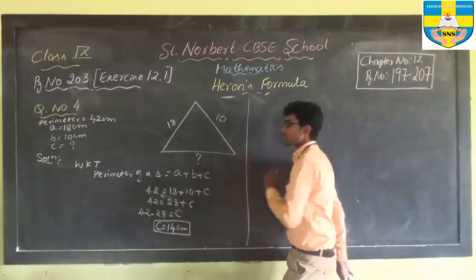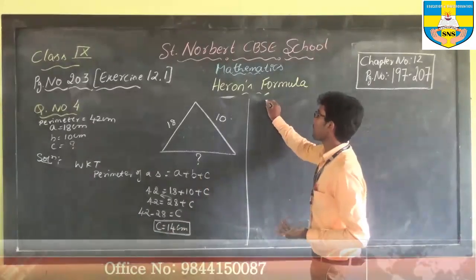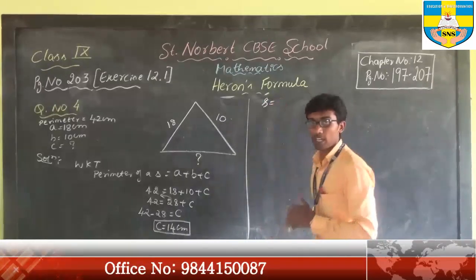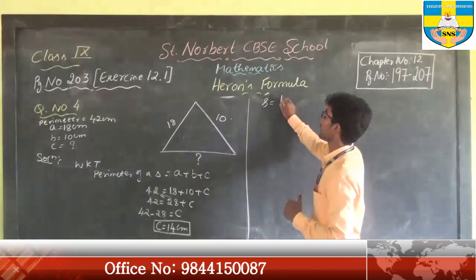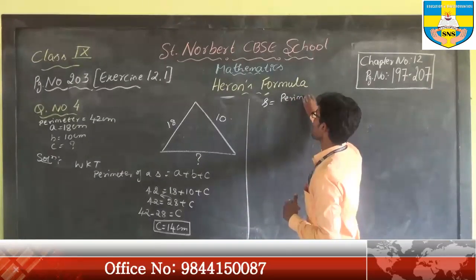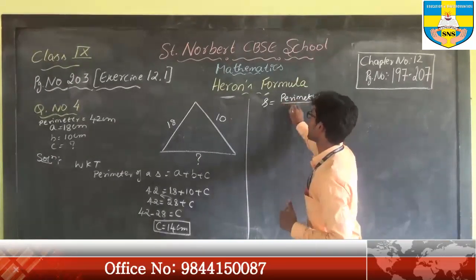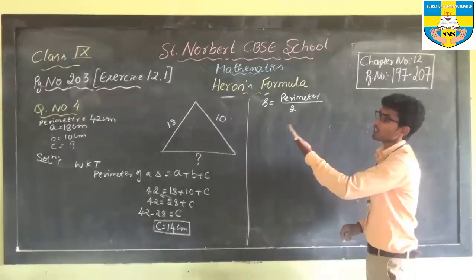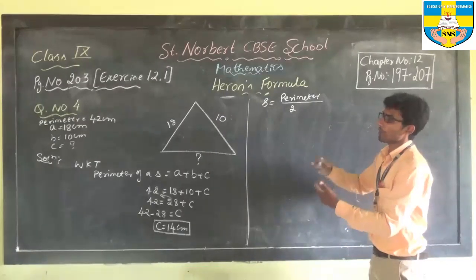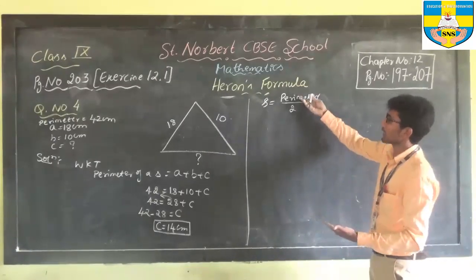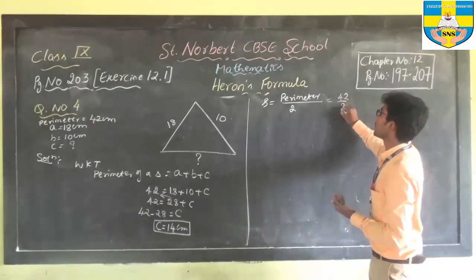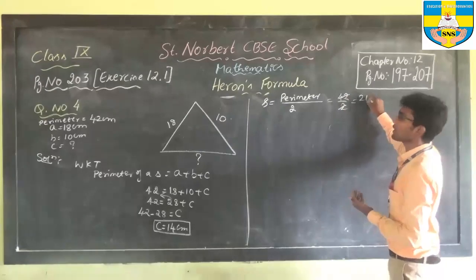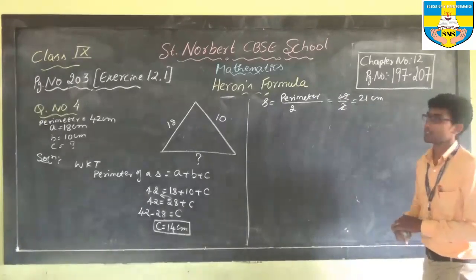Here I can take it as c. Then what is the value of s in this problem? You can go for a plus b plus c by 2, or you can even try with perimeter by 2. The perimeter is already given in the question, so no need to go for a plus b plus c by 2. You can directly write perimeter by 2. So perimeter by 2 is nothing but 42 by 2, which is 21 centimeter.